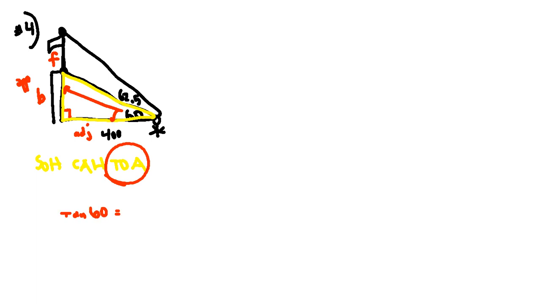We're just going to multiply both sides by 400. So multiply by 400 here, multiply by 400 there. These cancel. And so if I put this in my calculator, 400 times the tan of 60 is 692.82. That is the answer to the building. It's not the answer to the flagpole, but it is the building.